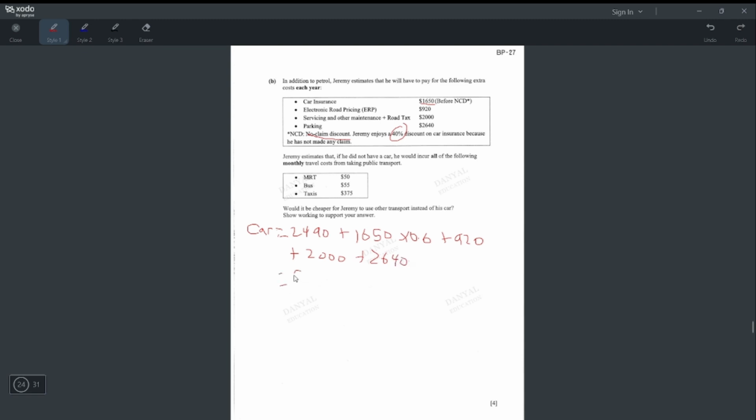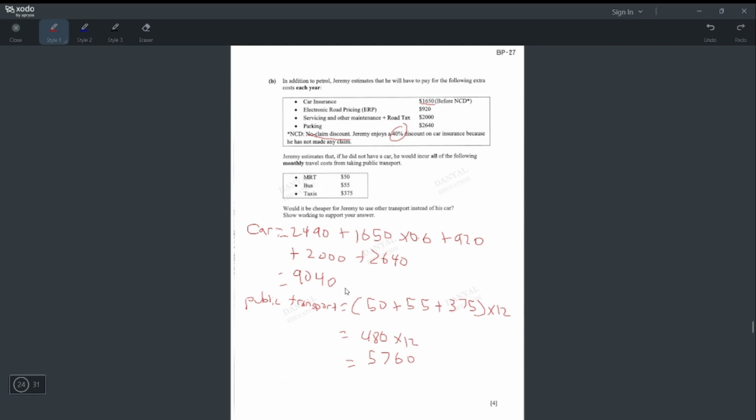So this would add up to 9,040, I believe. And now we need to calculate the costs for public transport. So public transport would be equal to the total of MRT, bus, and taxis multiplied by 12. So this would be equal to 480 times 12. So that's equal to 4,800 plus 960, which is 5,760, I believe.